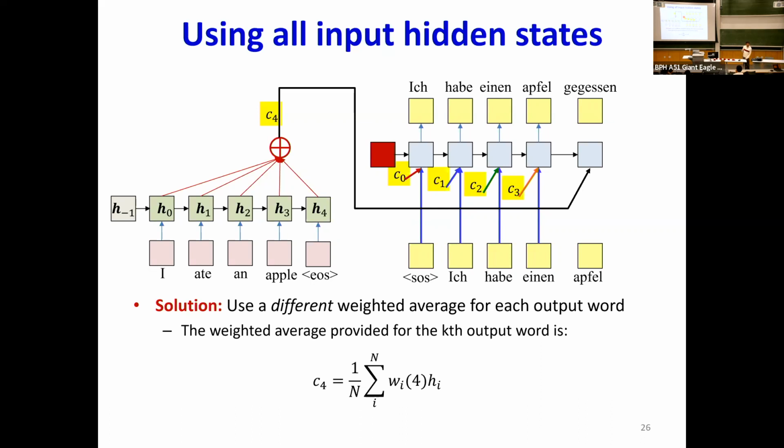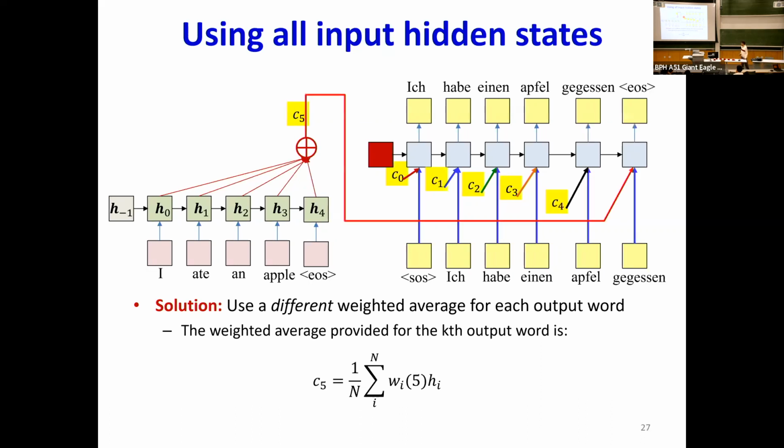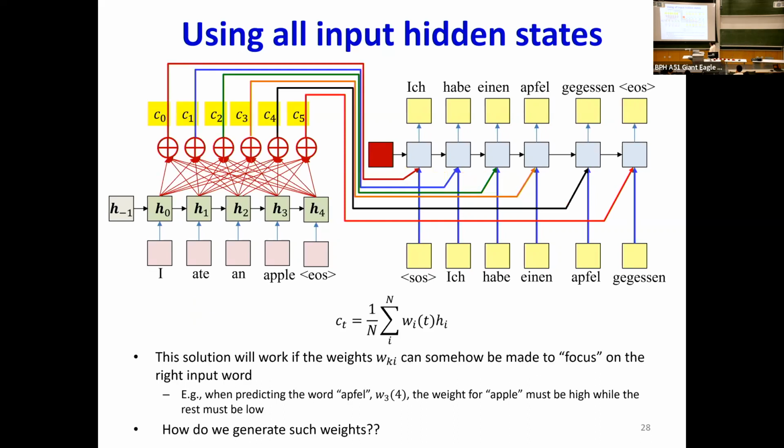And we're making the weights specific to the particular input that is being generated. And this would work if we had some mechanism to produce weights that magically focused on the right portion of the input. So for example, if I'm trying to produce the word "apfel" on the output side, I should get a weighted combination of the inputs that somehow focuses on the hidden state corresponding to the word "apple", because that's what corresponds to "apfel" on the output side, right? So we want the weights to learn to focus on the most relevant portions of the input to generate any particular output.